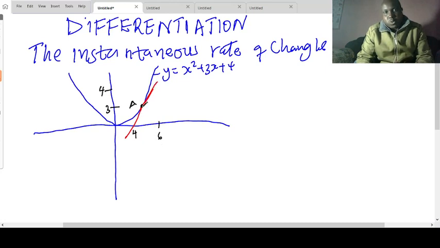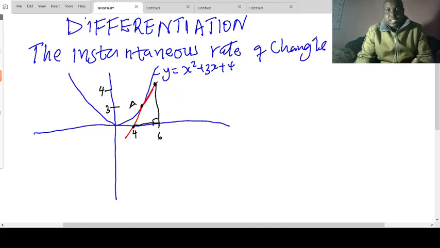If you are told to find the instantaneous rate of change at a point on a curve, you just put, at that point, draw the tangent. Once you draw the tangent, then make it a right angle triangle, like this. This is a right angle triangle. So take the coordinate at this point, and this point, right? And then find the gradient of that point.